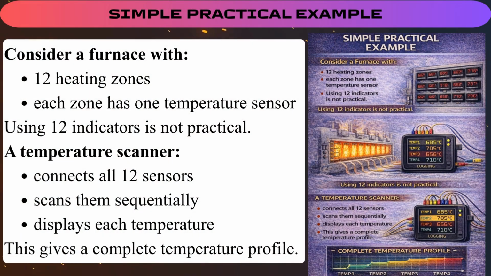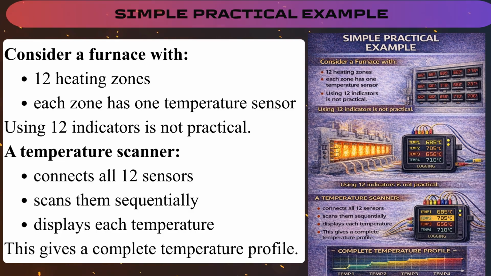Simple practical example. Consider a furnace with 12 heating zones. Each zone has one temperature sensor. Using 12 indicators is not practical. A temperature scanner connects all 12 sensors, scans them sequentially, displays each temperature. This gives a complete temperature profile.